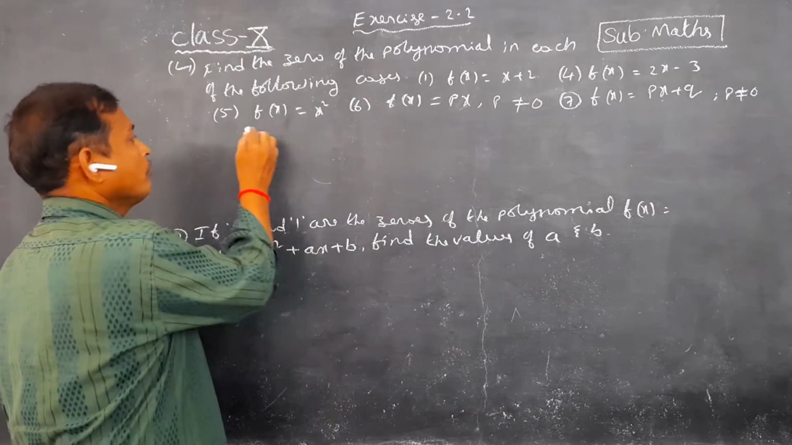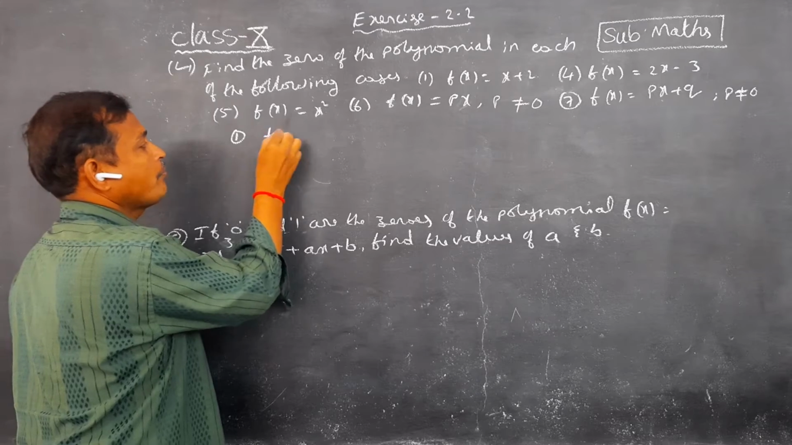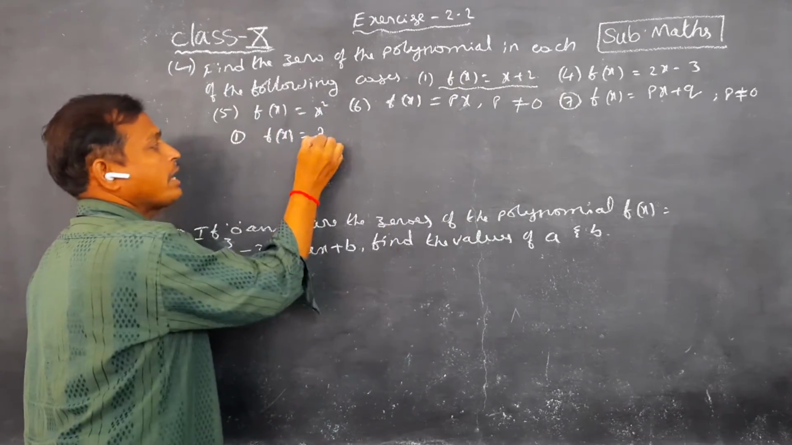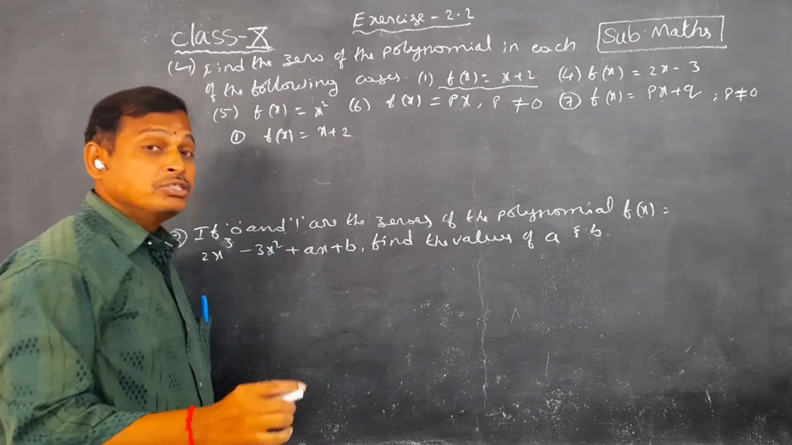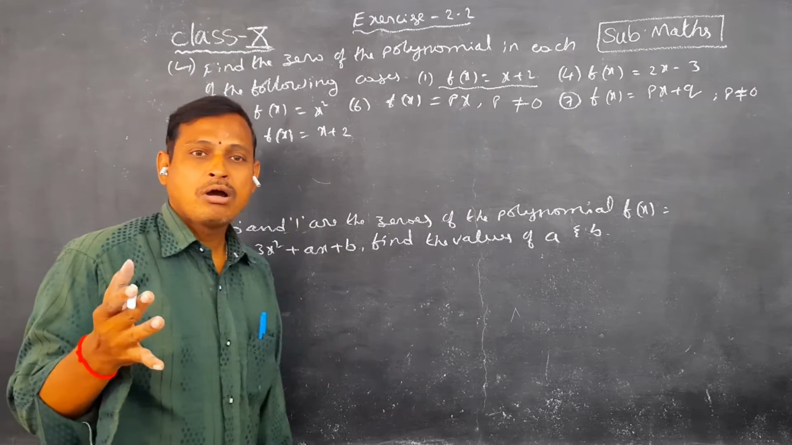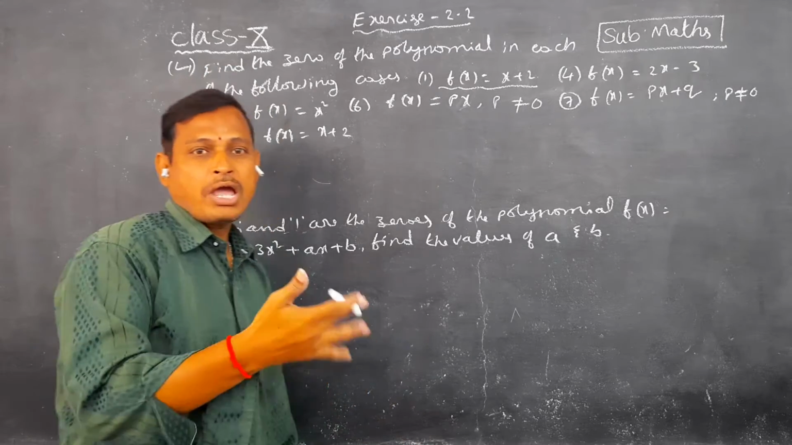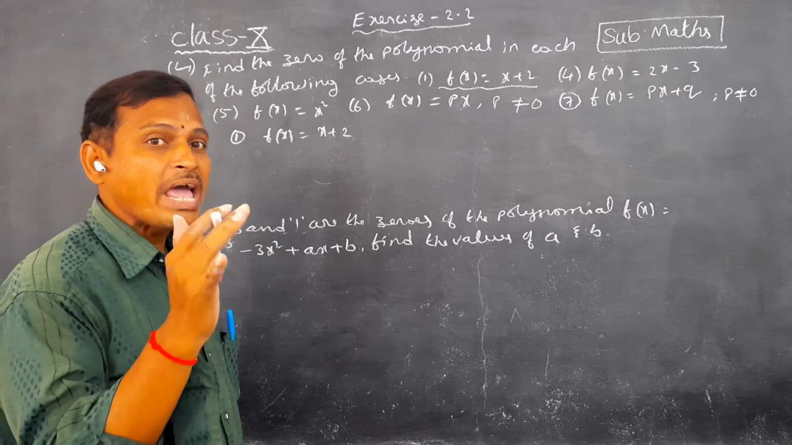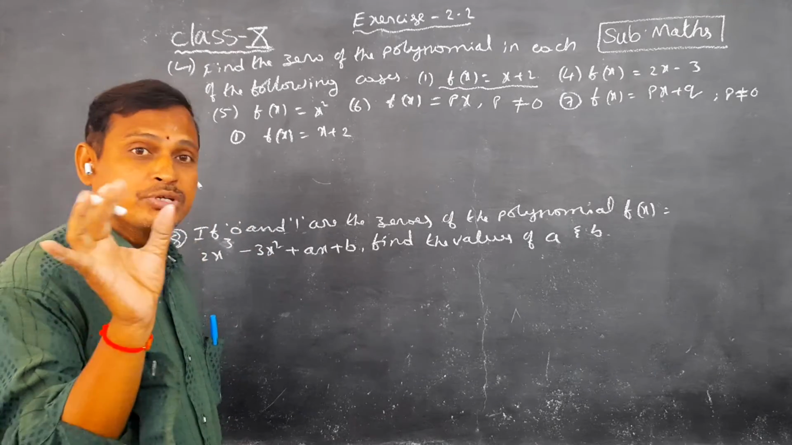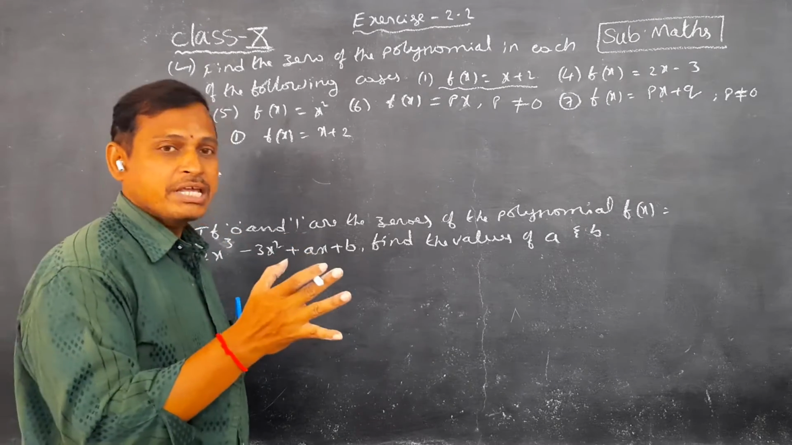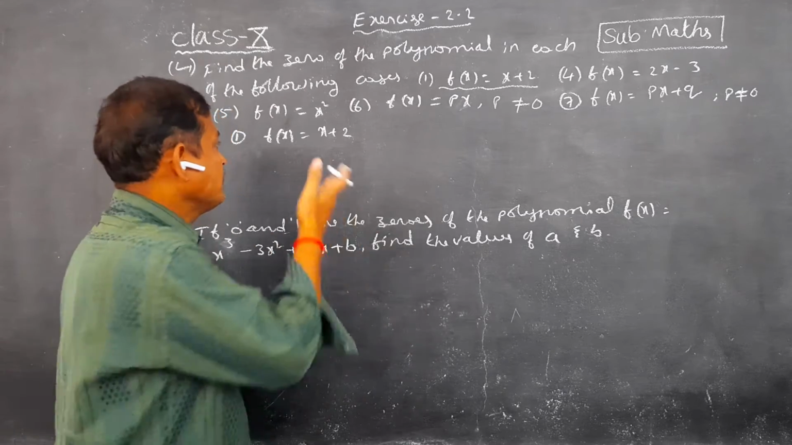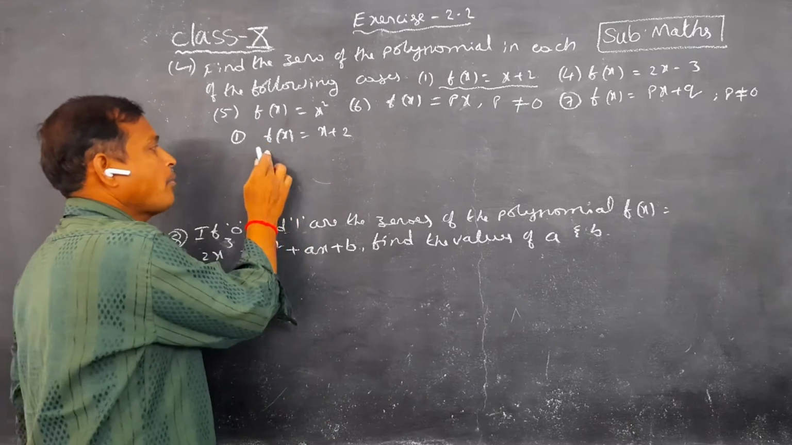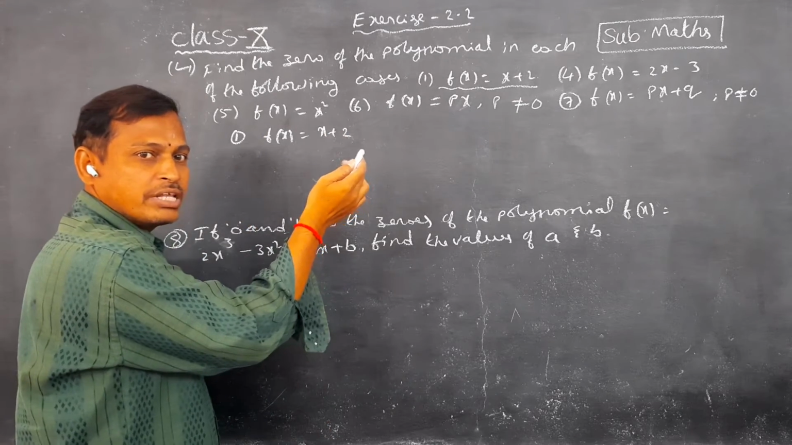Okay, first sum. What is the first sum? f of x is equal to x plus 2. Children, zero of the polynomial. I told you in the previous class. So what is the zero of the polynomial? p of x is equal to 0. That is called the zero of the polynomial. The p indicates the polynomial, and the f also indicates the polynomial. So f of x is equal to x plus 2 in the given question.